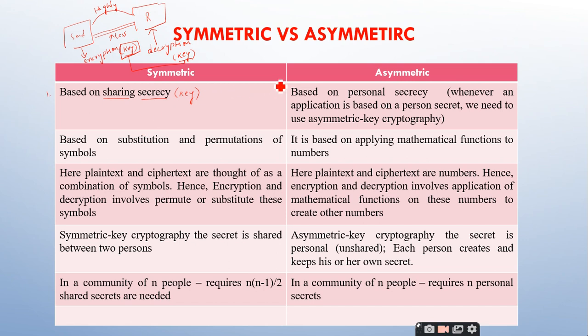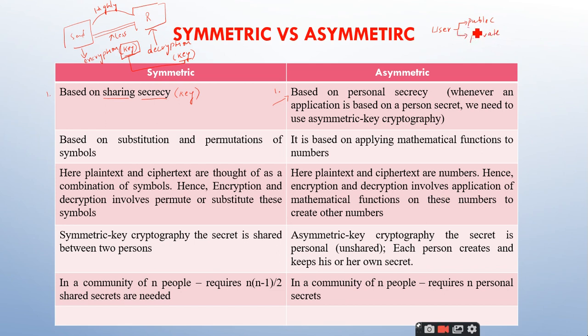Yes, sir. And if you look at the first point in asymmetric key cryptography, you can observe here that it is based on personal secrecy. That means every user who is participating in the communication needs to generate two keys. Listen carefully, this is very important. In asymmetric key cryptography, every user needs to generate two keys, right? One is the public key and the second one is the private key.